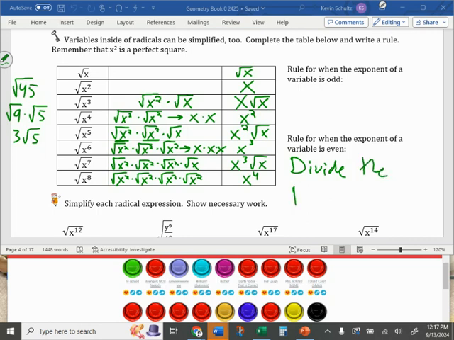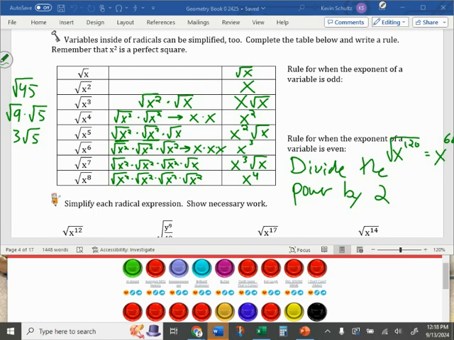You divide the power by 2. Your rule when the exponent is even is that the exponent just simply gets divided by 2. X squared, 2 divided by 2, is just x to the first. X to the fourth, 4 divided by 2, x squared. X to the sixth, 6 divided by 2, x cubed, and so on and so forth. So if you have something like the root of x to the 120th, that would simplify to be x to the what? 60th. That exponent gets divided by 2.